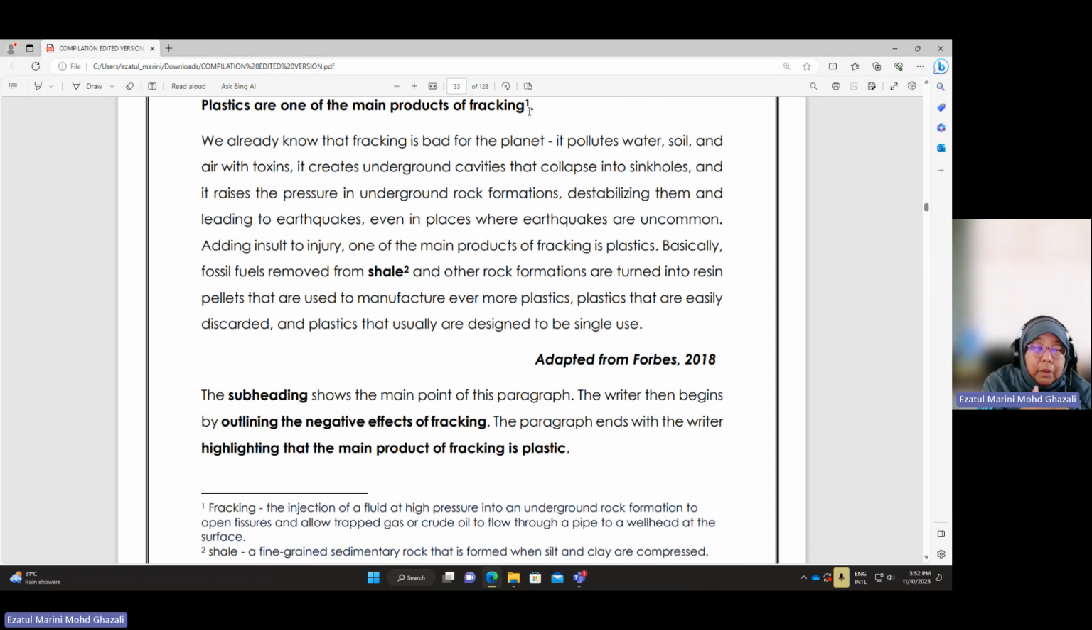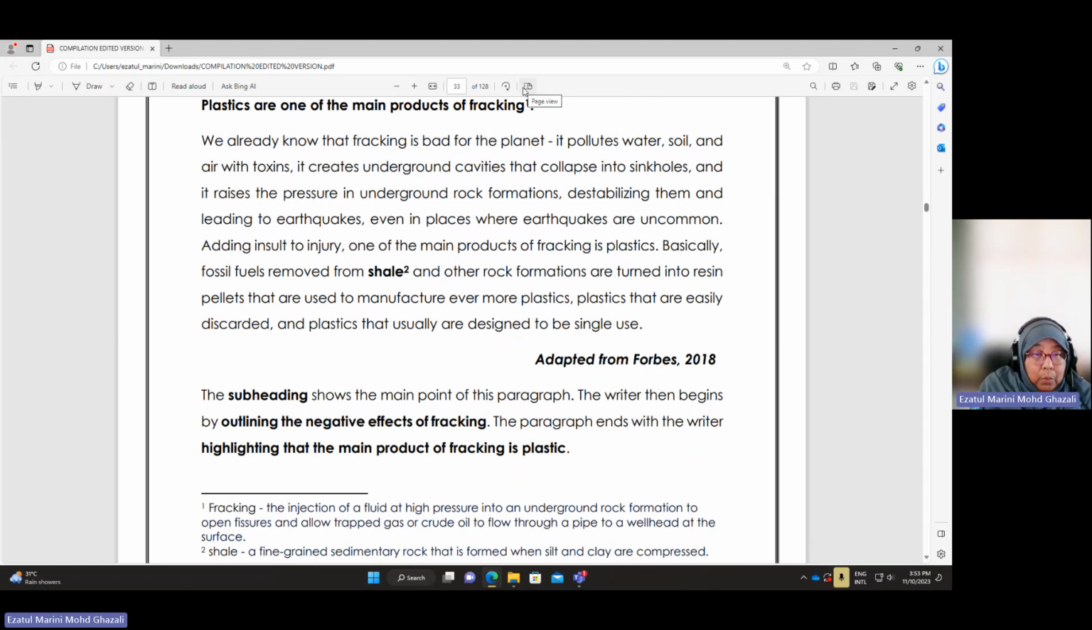That is the title. So when you are reading the title, you already know what the writer is going to discuss in the paragraph, which is basically about fracking and the product. And what is the product? One of the main products of fracking is plastic. You may find this very technical, and you have to read several times just to get hold of the meaning of everything that is written in the paragraph.